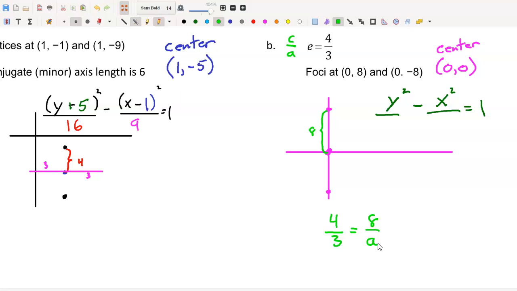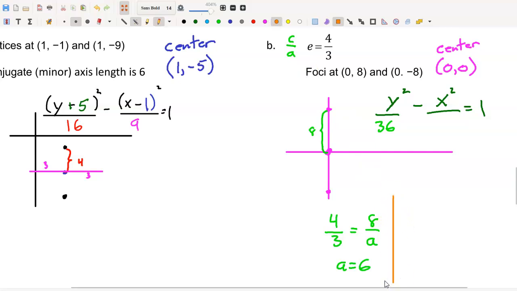And once you have A, you can find A squared, and then with A squared and C squared, you can find B squared, and that will be the second number. So we'll have A is equal to 6 when we solve that, so we'll have 36 right here. And then to get the B squared, you can just use the Pythagorean theorem. It's going to be 64 minus 36, looks like, which is 28, I think. Yep. So B squared is 28.